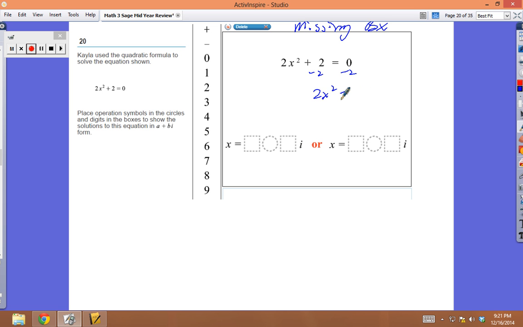So I got 2x squared equals minus 2. I'm going to undo times 2, divide that by 2, divide that by 2. So I got x squared equals a negative 1. Undo the square, so it's going to be plus or minus the square root of negative 1, which is imaginary. So x equals a plus 1i or a minus 1i.